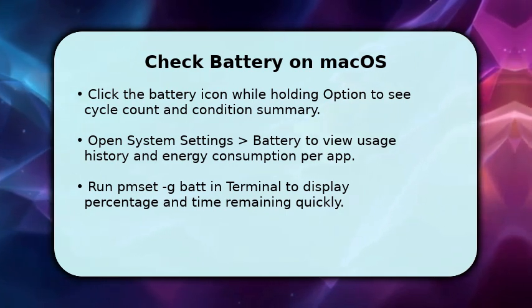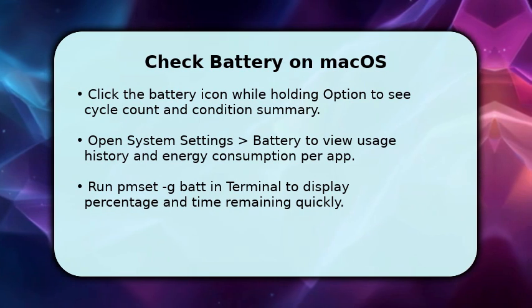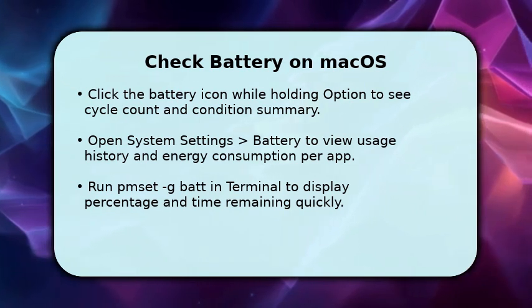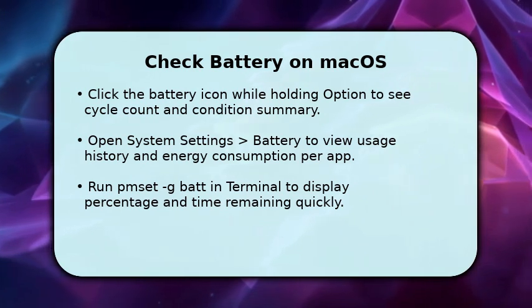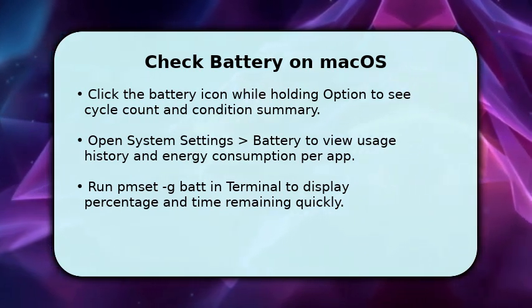For a quick numerical readout, open Terminal and type pmset -g batt to display percentage and time remaining. Use these numbers to judge whether to calibrate, replace, or adjust settings for longer runtime.